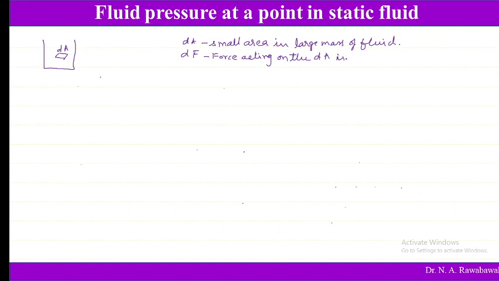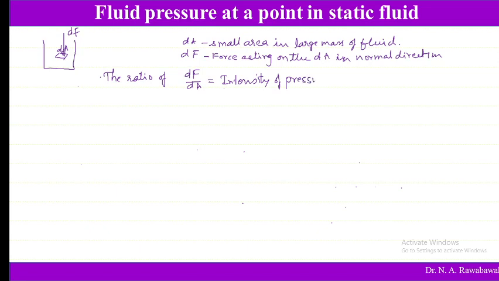in the normal direction. Then the ratio of dF by dA is known as intensity of pressure, or simply pressure. So this can be written as P is equal to dF divided by dA.